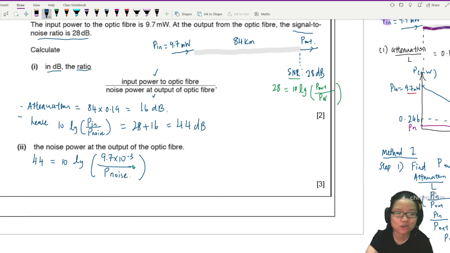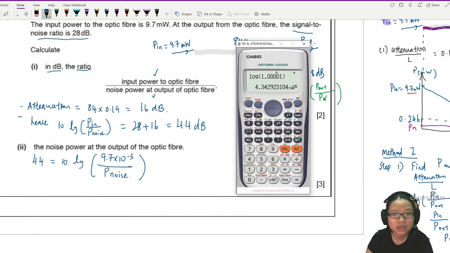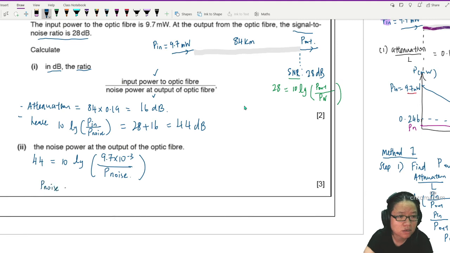This is also a nice time to double check your answer. Okay, let's press the calculator. I will take 10 to the power of 4.4, and equal. And then I want to find P noise, that will be 9.7 milli divided by the answer. 3.86. I guess 3.9, because they put 2 SF for the power 9.7. So P noise is 3.86, 3.9 times 10 to the power -7.